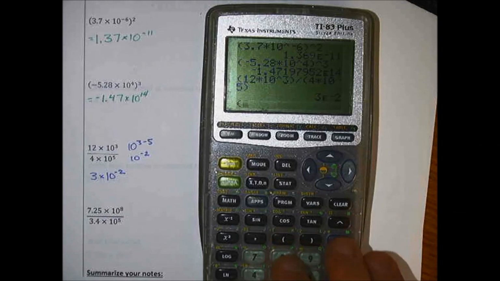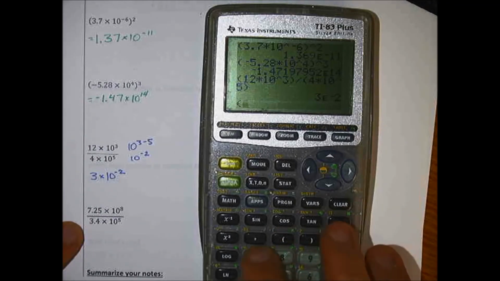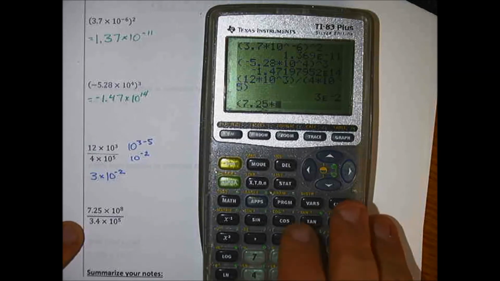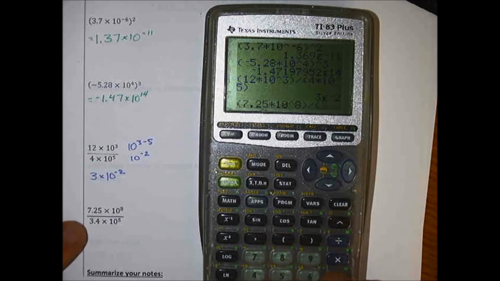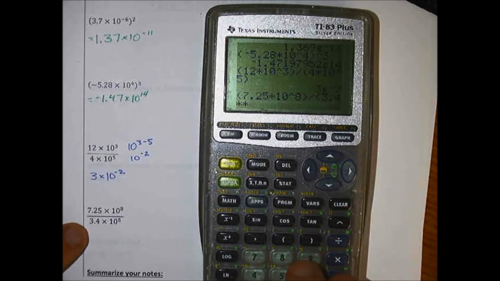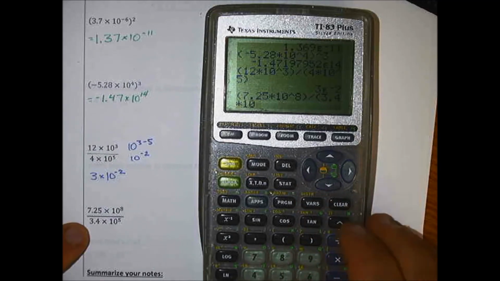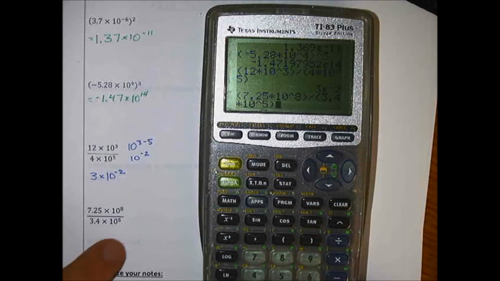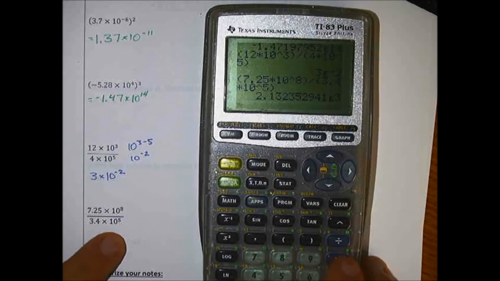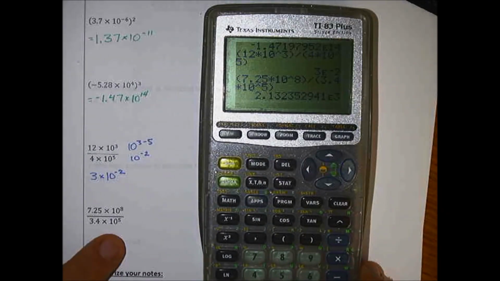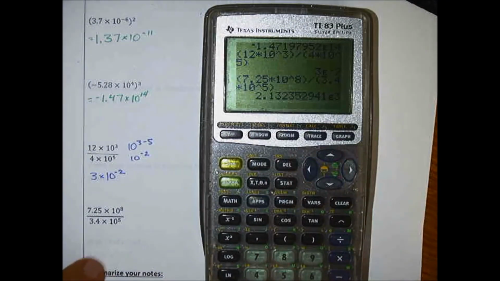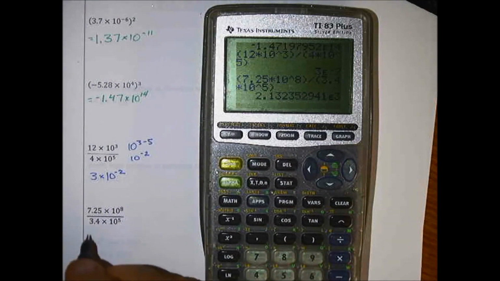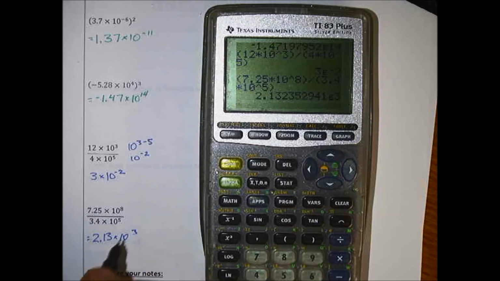Let's look at this last one. Okay, we have decimals involved, so I'm just going to go ahead and type it in. 7.25 times 10 to the 8th divided by 3.4 times 10 to the 5th. And so I'm saying, okay, it's probably going to be to the third power, maybe a little bit different. Nope, it is 10 to the third power, or E3. But we have 2.13 is what we're going to have. So we have 2.13 times 10 to the third power.